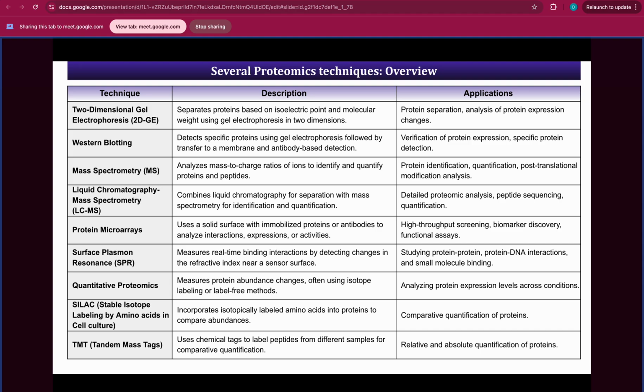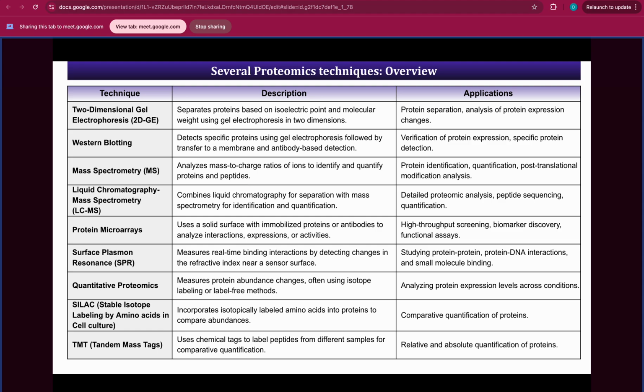But the limitation is that because we are using antibodies or some specific agents which interact with that particular protein, it is not possible to find antibodies for all the proteins. In that case, Western blotting will be limited to specific proteins only. Only specific proteins will be identified, others could not be identified. Then comes mass spectrometry, which is widely used, and it is used to analyze the mass-to-charge ratios of ions to identify and quantify the proteins and the peptides. Peptides are the smaller parts of a protein.